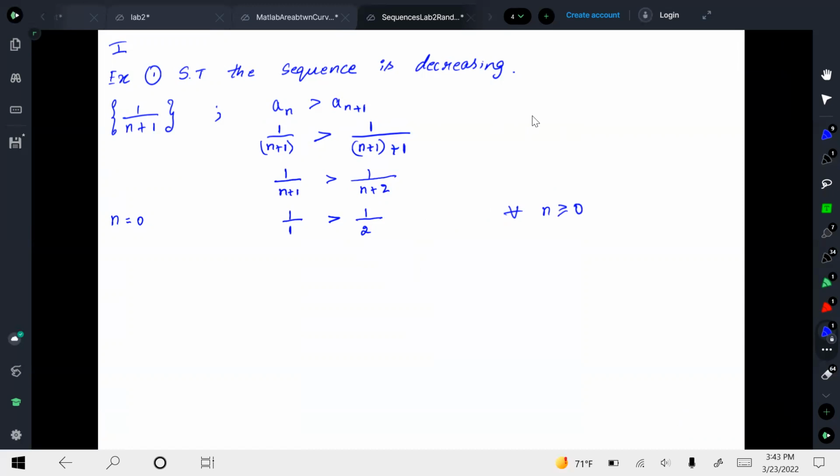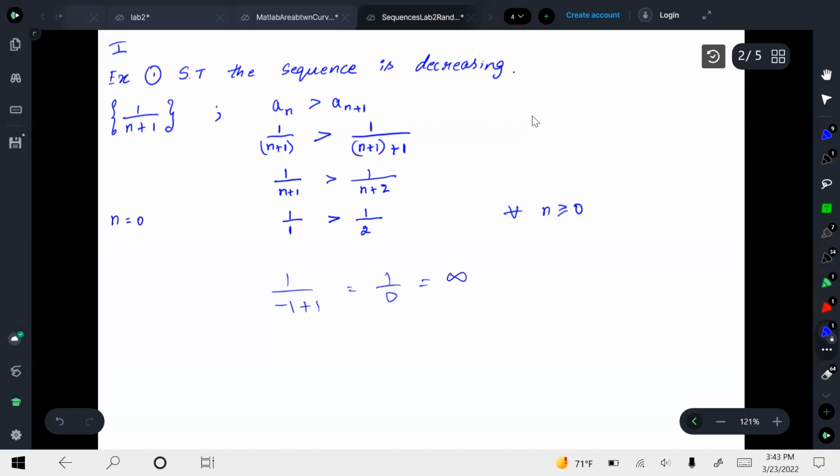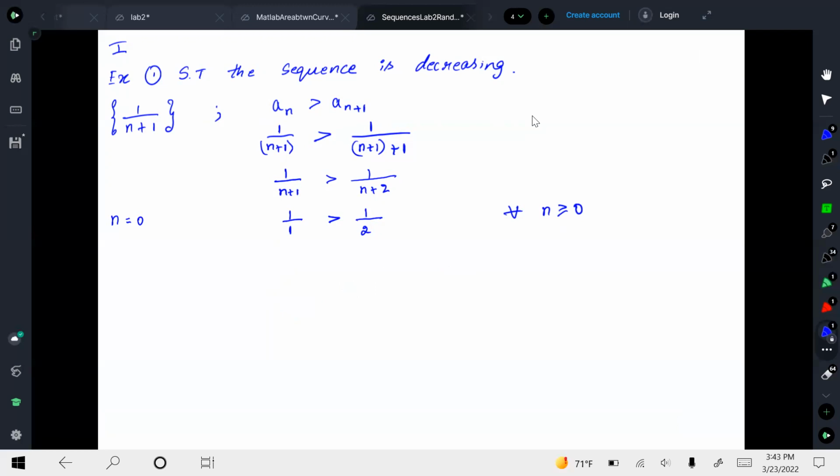Why not a negative n? That's because negative 1 plus 1 is what? 1 by 0, and that will give you infinity, so we don't want to reach that limit. So we will stick to positive numbers. Not only that, if you have a negative number, then the inequality will be reversed. Then you might not be able to show the sequence is decreasing nor increasing, so it will be both. That's why we will stick to positive numbers.